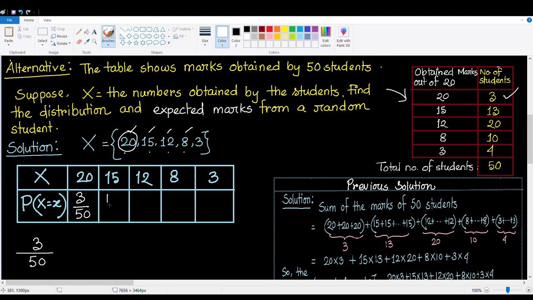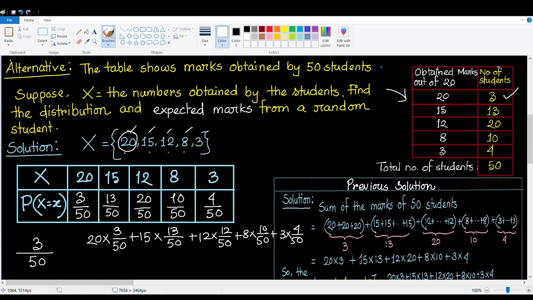Similarly, we can say that 13 by 50 is the probability of someone getting 15. 20 by 50 is someone's probability to obtain 12 marks. Similarly, we can write 10 by 50 for 8 and 4 by 50 for 3, right? Now I'm going to do something and the reason will be explained after it's done. So if we multiply each of the variables by its corresponding probability, we will get something like this, right?